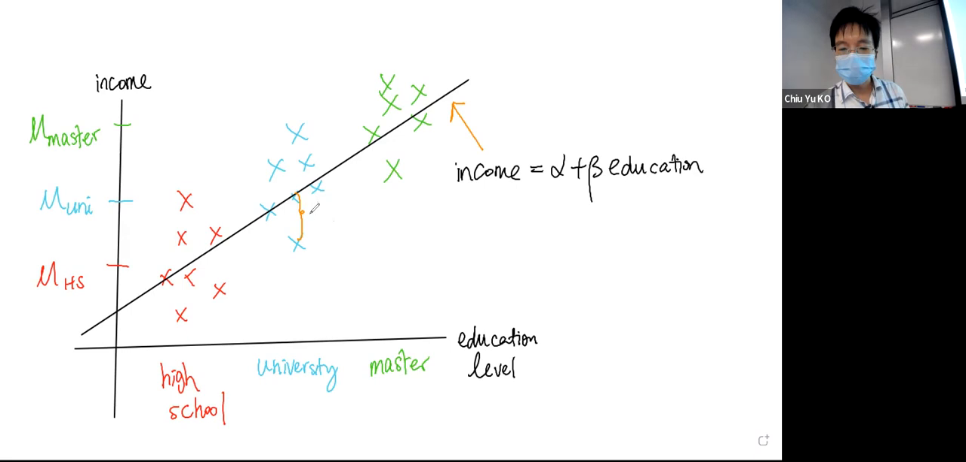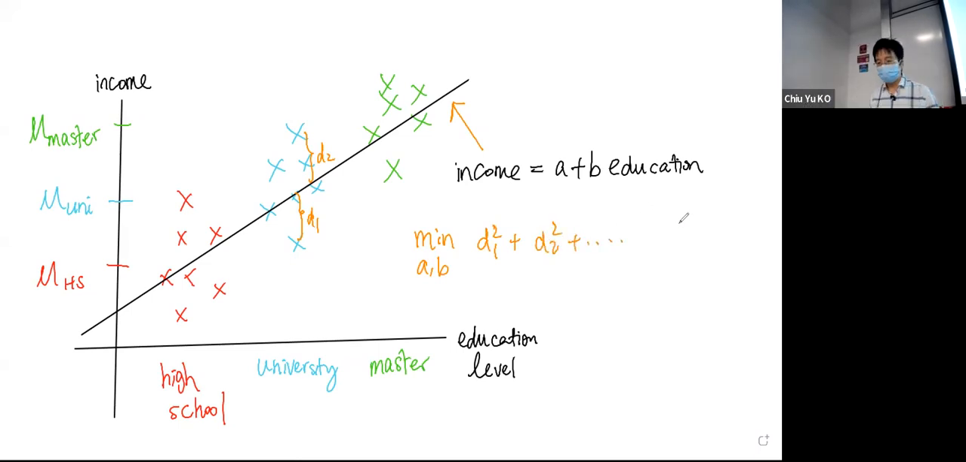So we define, say, suppose this is D1 and say this is D2, right? Then what you are going to do is to minimize, choosing alpha and beta, okay? And to make it consistent with your notes, I use A and B here, right? I want to find A and B such that D1 squared plus D2 squared, and so on and so forth, all the vertical squared distances, is minimized. That will be the goal of the least squares, okay?